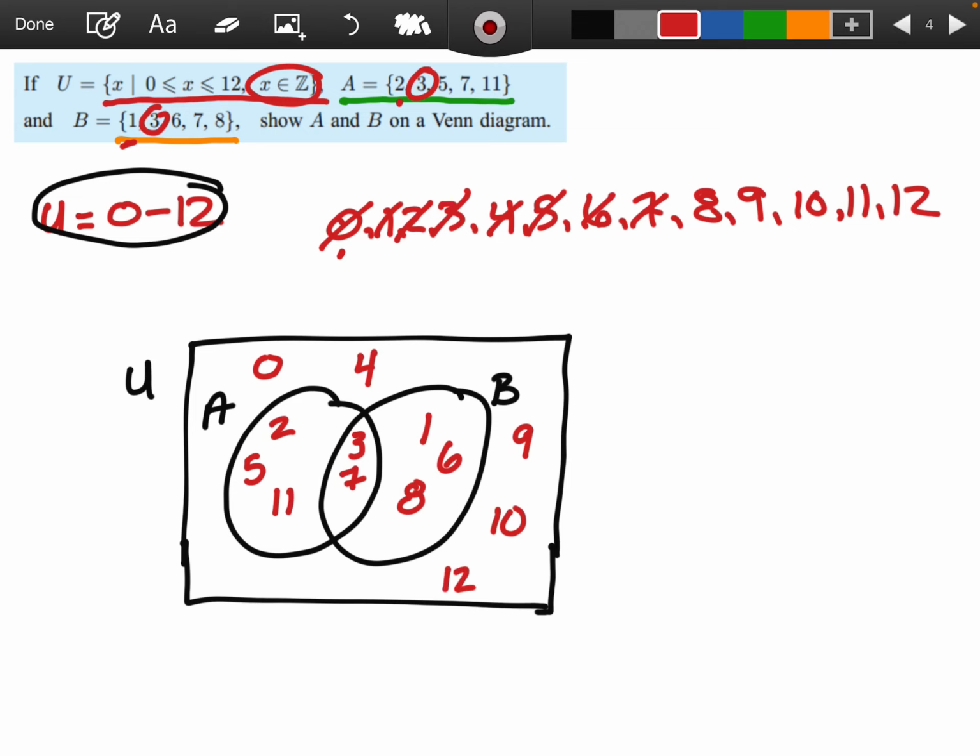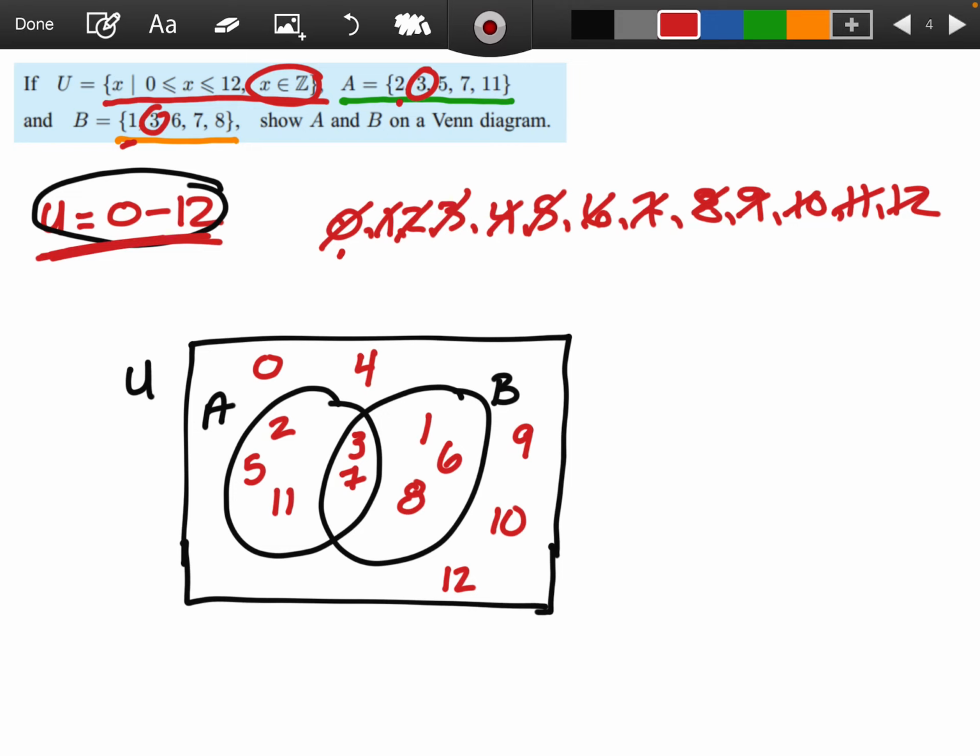Do yourself a favor when you finish these. Make sure that you have all of your numbers. So I've got 0, 1, 2, 3, 4, 5, 6, 7, 8, 9, 10, 11, 12, and that's what I need to have. I need to have everything from 0 to 12, including 0 and 12, somewhere represented in my Venn diagram, and I have done that.